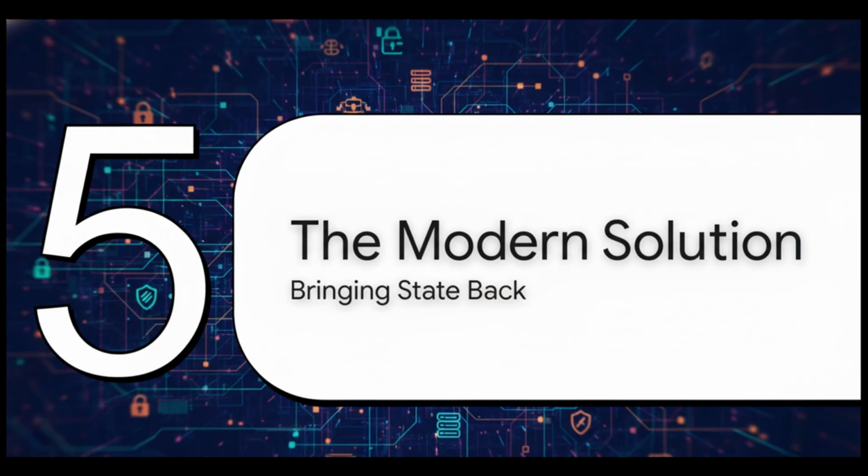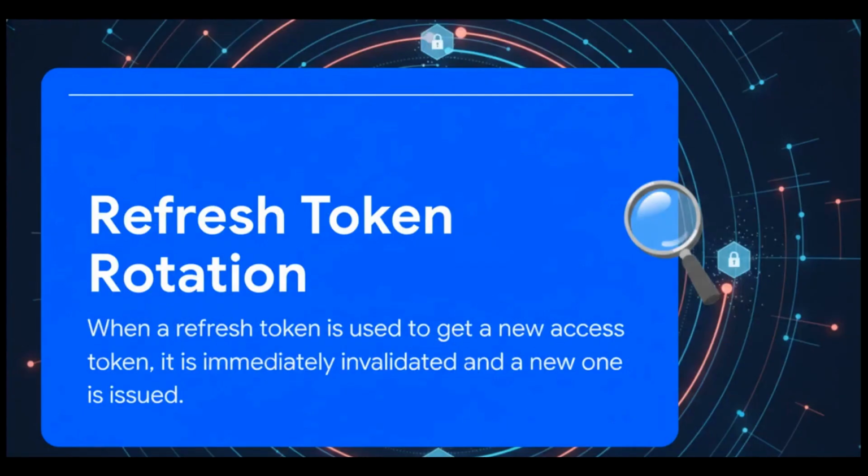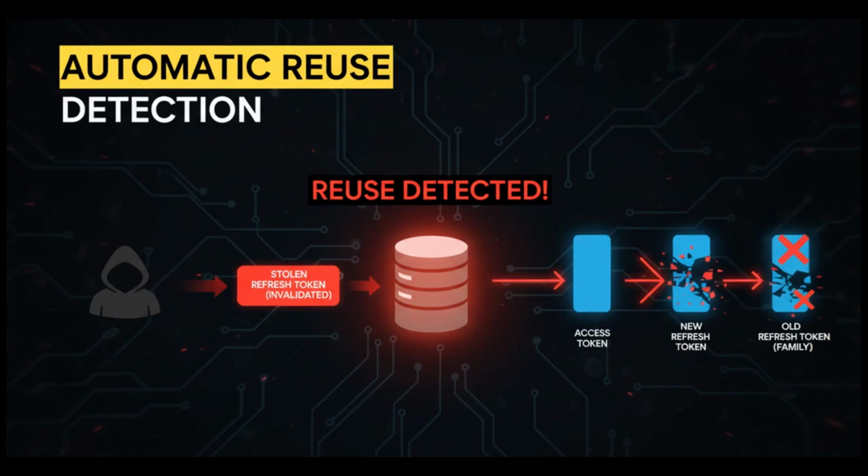Well, this brings us to the modern solution, and it's all about debunking the very myth that made JWTs so popular to begin with, the myth of pure statelessness. To make JWTs truly secure, you actually have to bring a little bit of state back into the picture. The first part of this fix is a really clever technique called refresh token rotation. The idea is, instead of having one refresh token that lives for a long time, every single time you use it to get a new access token, it's immediately killed off, and a brand new one is issued right alongside that new access token.